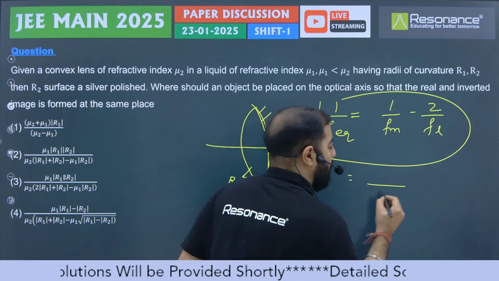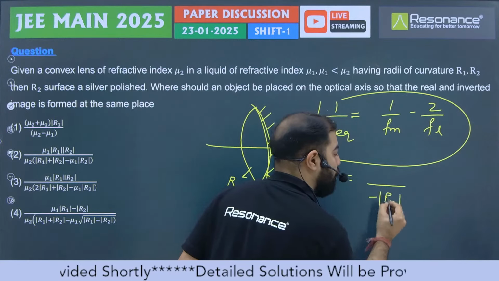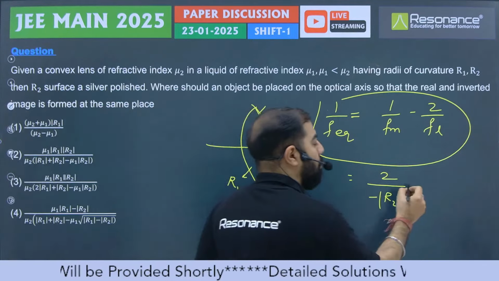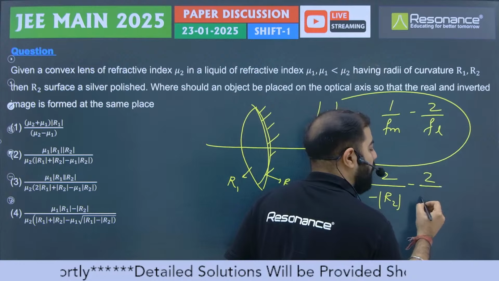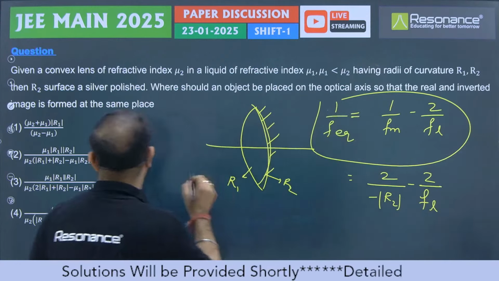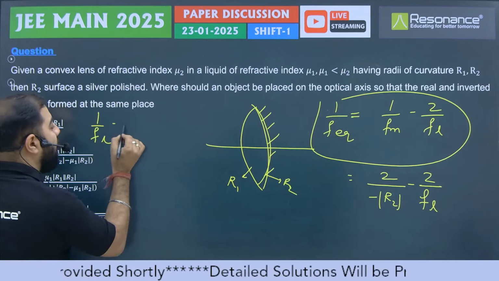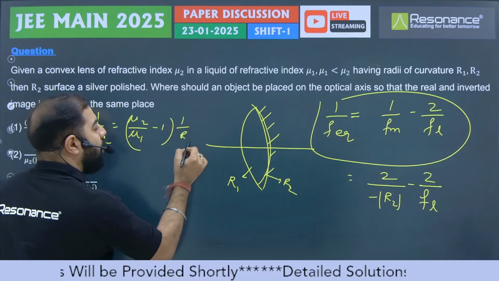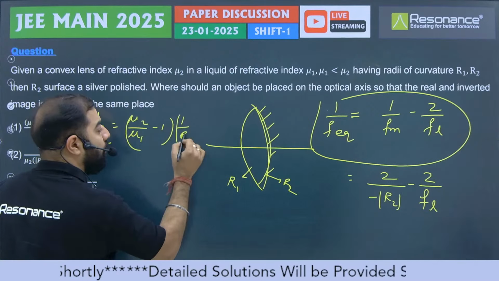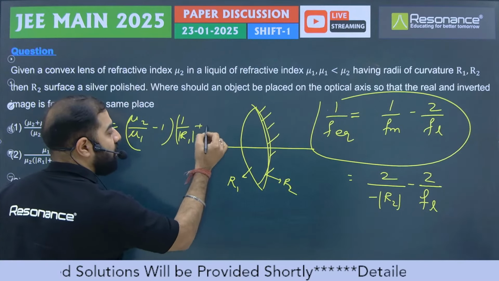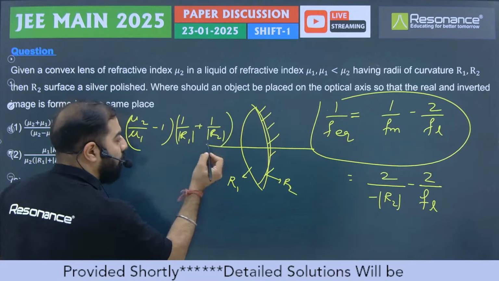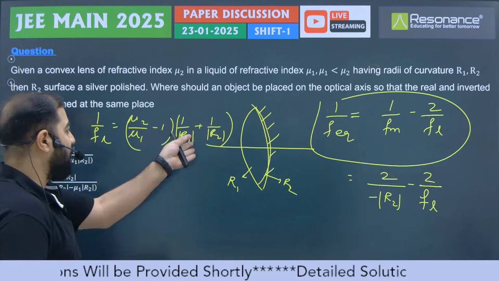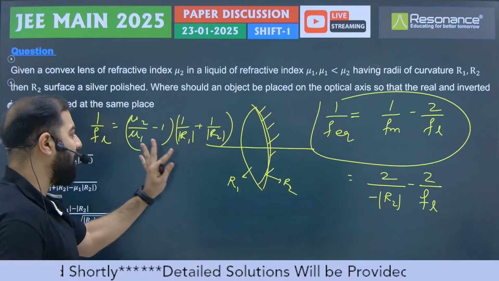So this is like minus R2 by 2. This is R1, that is R2. So R2 by 2 minus 2 by focal length of the lens. Now, 1 by focal length of the lens formula is mu2 by mu1 minus 1 by R1 minus 1 by R2. So I'm writing the mod here. We can see this answer is in mod, so we have to put the sign here and then keep the values only.